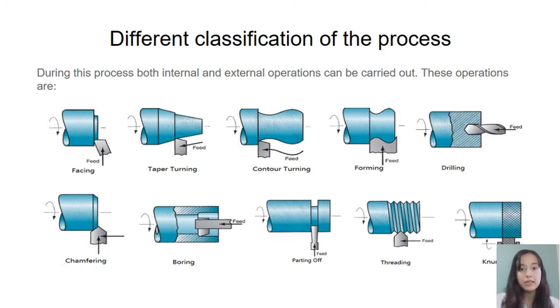These operations can be classified as external or internal. Outside operations change the outside diameter of the workpiece, while inside operations change the inside diameter. Each of these operations is defined by the type of cutter.